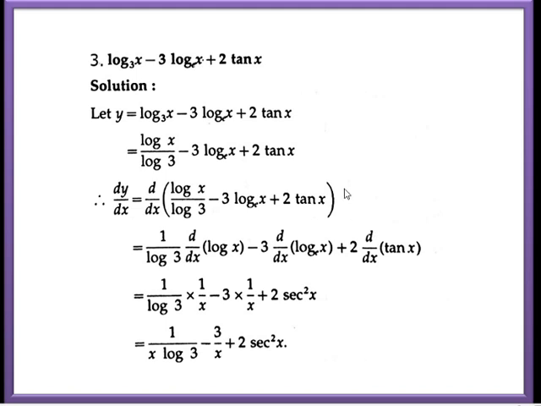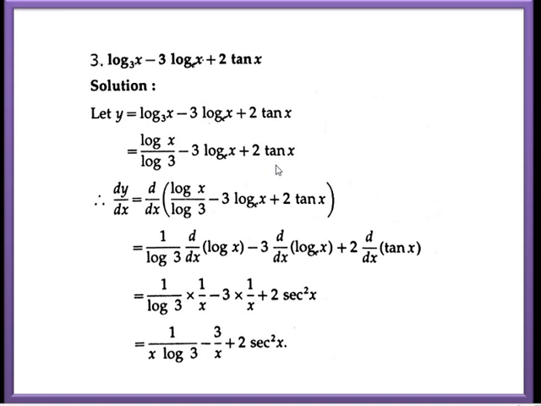We are asked to find the derivative of log x to the base 3 minus 3 log x to the base e plus 2 tan x. Differentiate. Now log x to the base 3 cannot be differentiated as it is. See, the derivative of log x is 1 upon x if the base of the logarithm is e. If the base is not e, change the base to e using the change of base formula. When the base is e, it is not mentioned. So log x to the base 3 is log x to the base e upon log 3 to the base e. This is called the change of base formula.